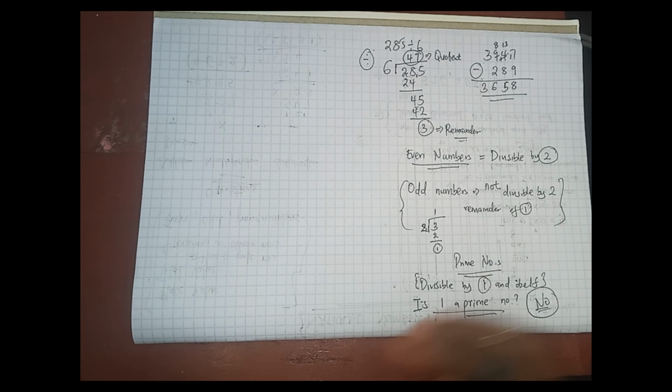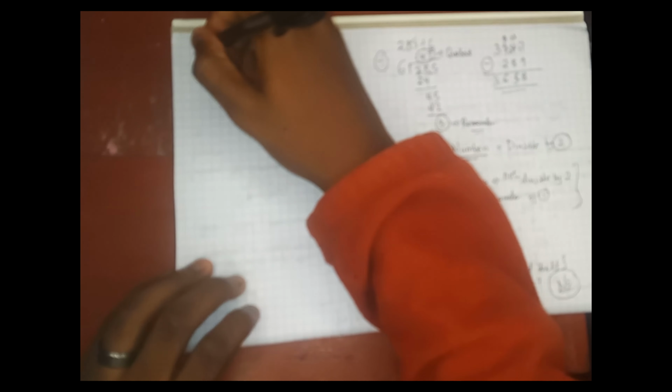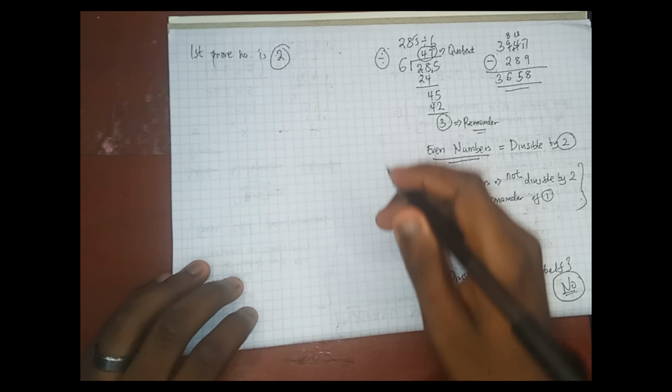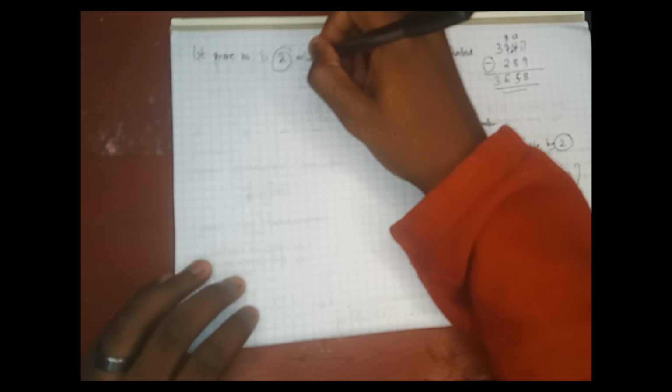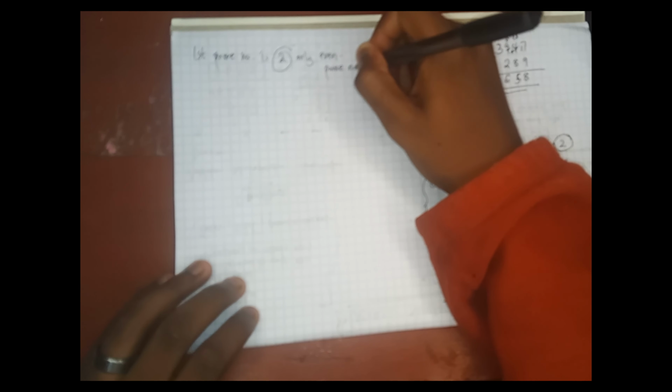Funny enough. So the first prime number is 2. And 2 is the only even prime number.